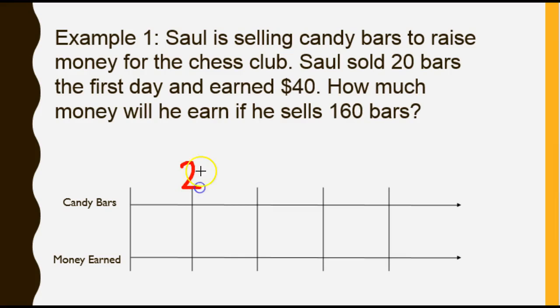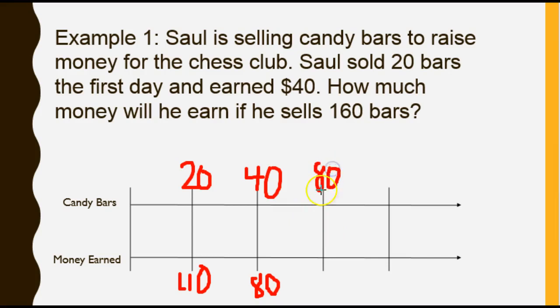if I had 20 candy bars and I got $40, and then if I look at 40 candy bars, I got $80. 40 times 2 gives me my 80. So for 80 candy bars, I'm getting 160 because I've got that 1 to 2 ratio going on. And then for 160 candy bars, I'm actually going to be making $320. Still a 1 to 2 ratio.